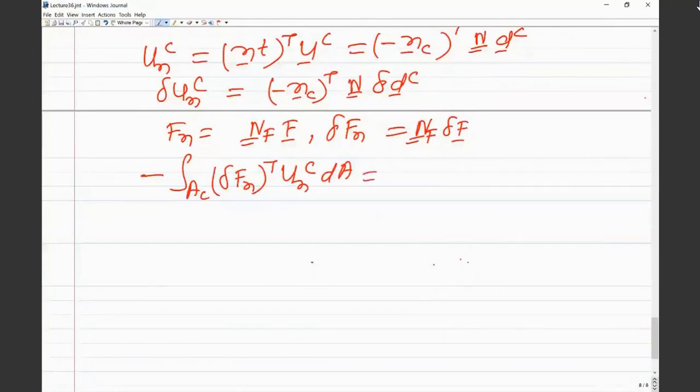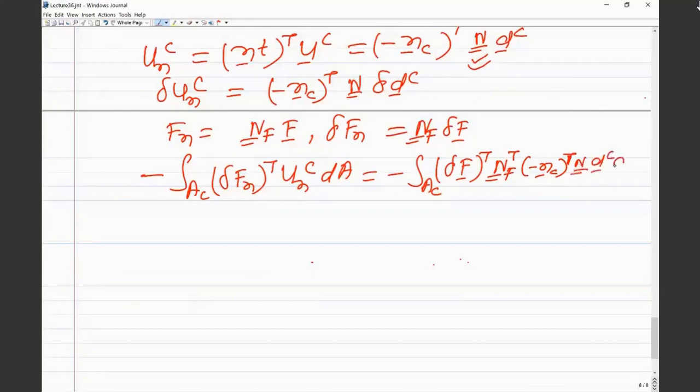And so this can be written as minus, I am writing outside, integration over contact area, and then delta FN transpose can be written as delta F transpose into NF transpose, and then we have UNC. UNC is written over here, as you see, this is your UNC. So that would be minus NC transpose into N into DC DA. So this is what we have. And if you look at this minus and this minus, the minus will become plus.